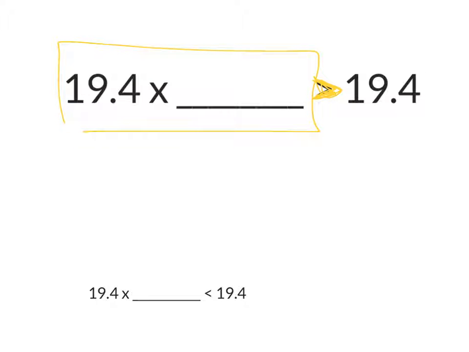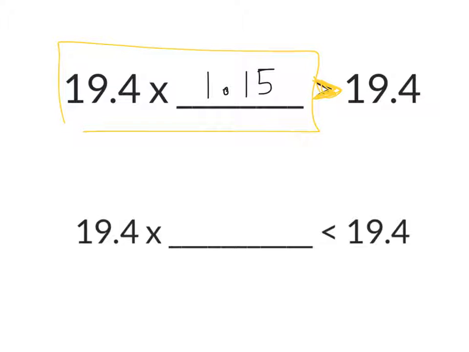That means I need to multiply 19.4 by something that is greater than 1, so that this side of the equation will be bigger. Okay? Write down a scaling factor in decimal form that would make this inequality true. An example might be 1.15. Is that scaling factor larger than 1? Yeah. So will it make 19.4 times 1.15 be larger than 19.4?